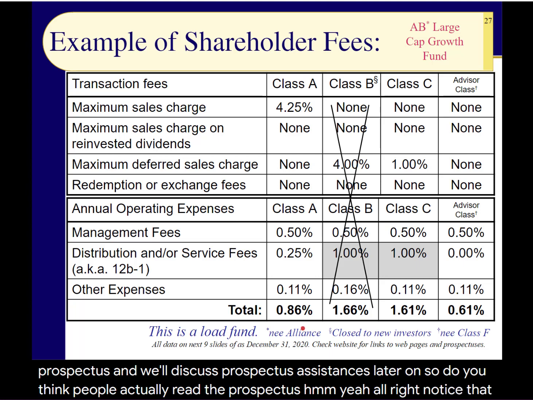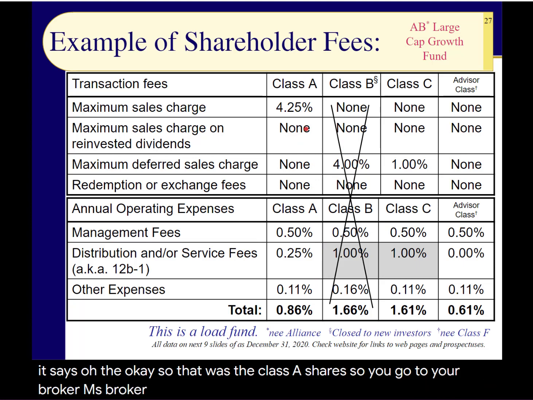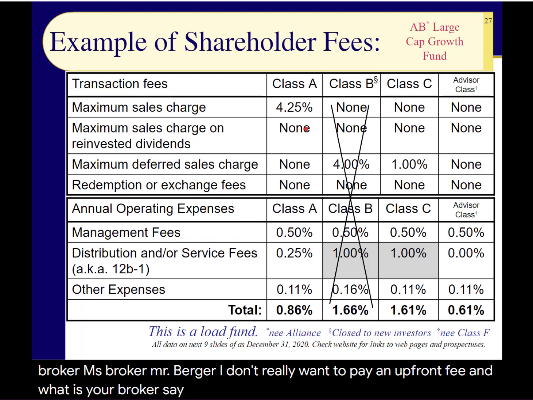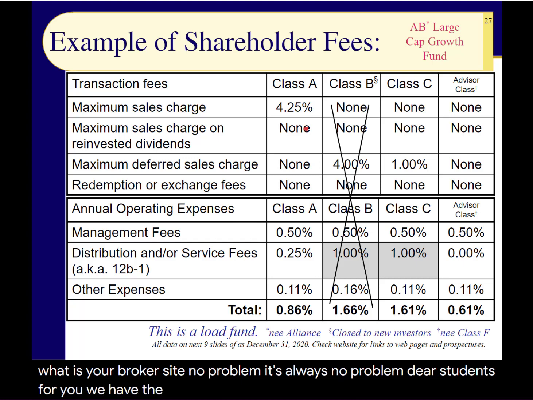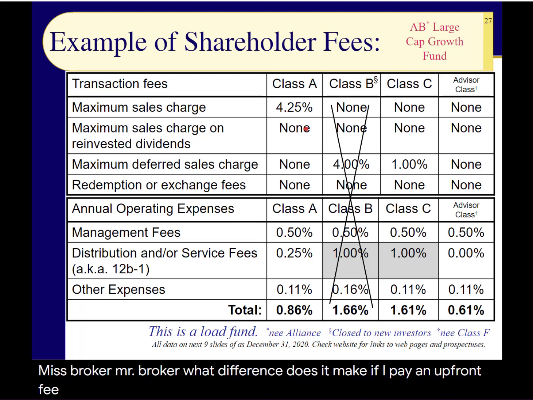Notice that it says, okay, so that was the Class A shares. So you go to your broker, Ms. Broker, Mr. Broker, I don't really want to pay an upfront fee. And what does your broker say? No problem. It's always no problem, dear students. For you, we have the Class B shares. B, back-end load. Well, wait a minute, Ms. Broker, Mr. Broker. What difference does it make if I pay an upfront fee or a back-end fee?